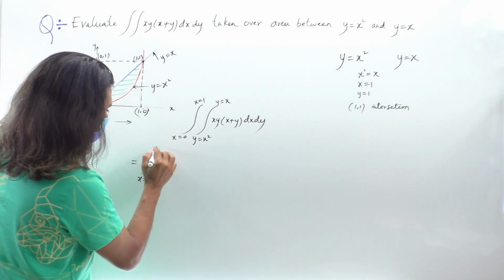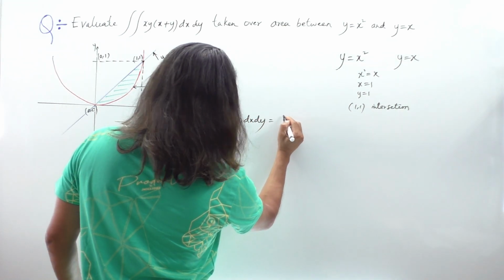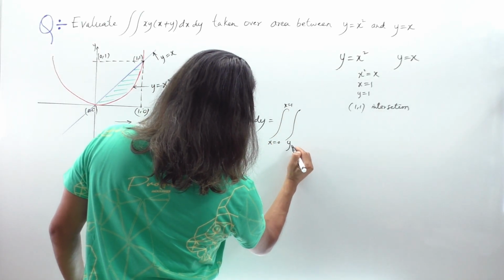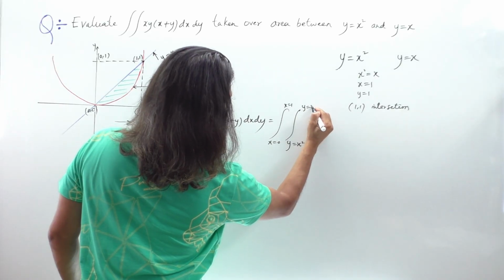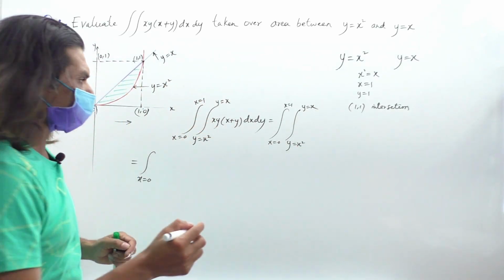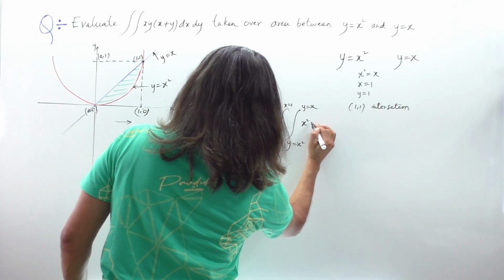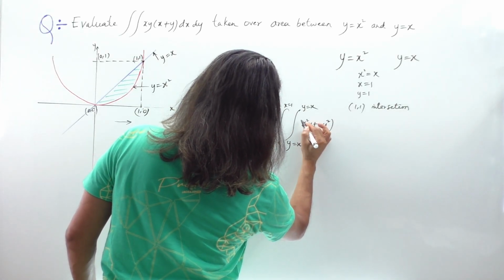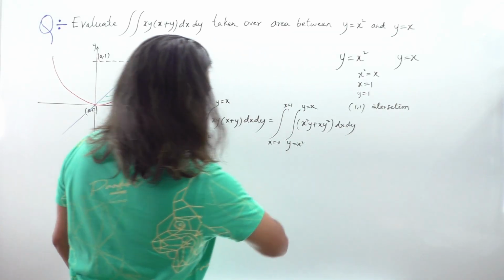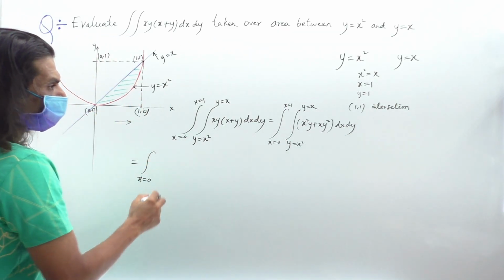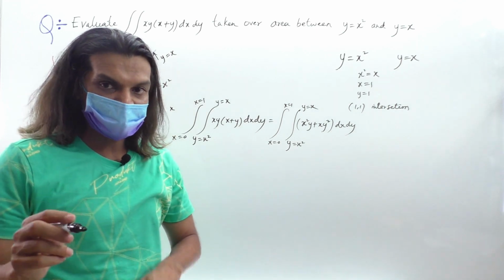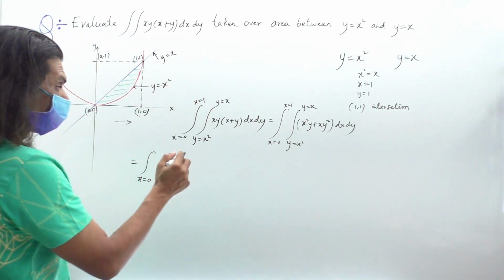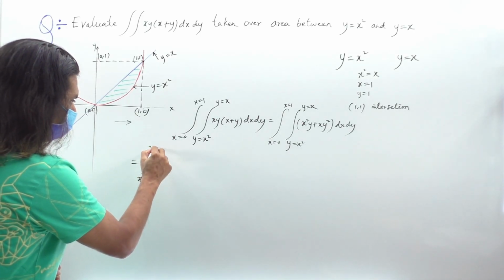So we have x is equal to 0 to x is equal to 1, y is equal to x square to y is equal to x. Let us open a bracket for easier integration. So this will be x square into y plus x y square, dx dy. First we will integrate with respect to y, since y is inside. So we have x is equal to 0 to x is equal to 1 outside.